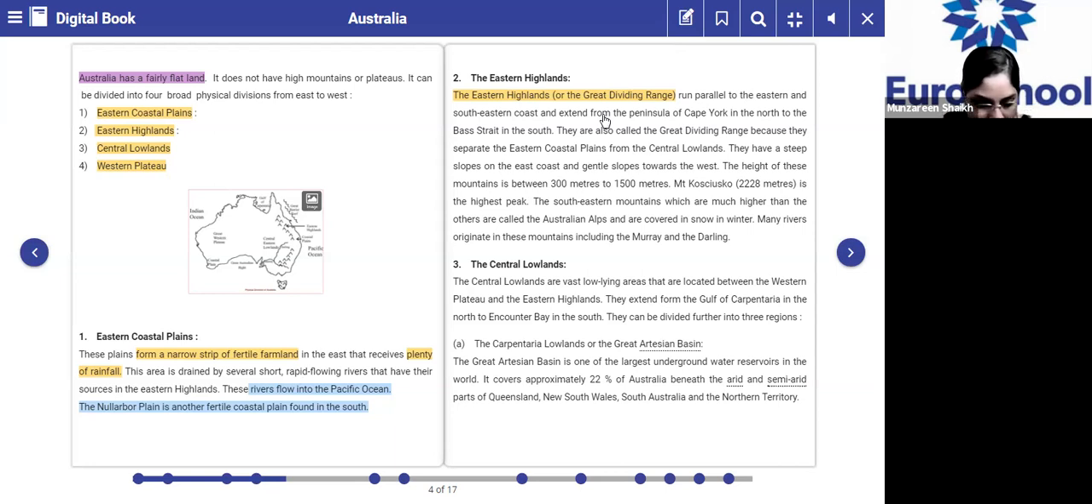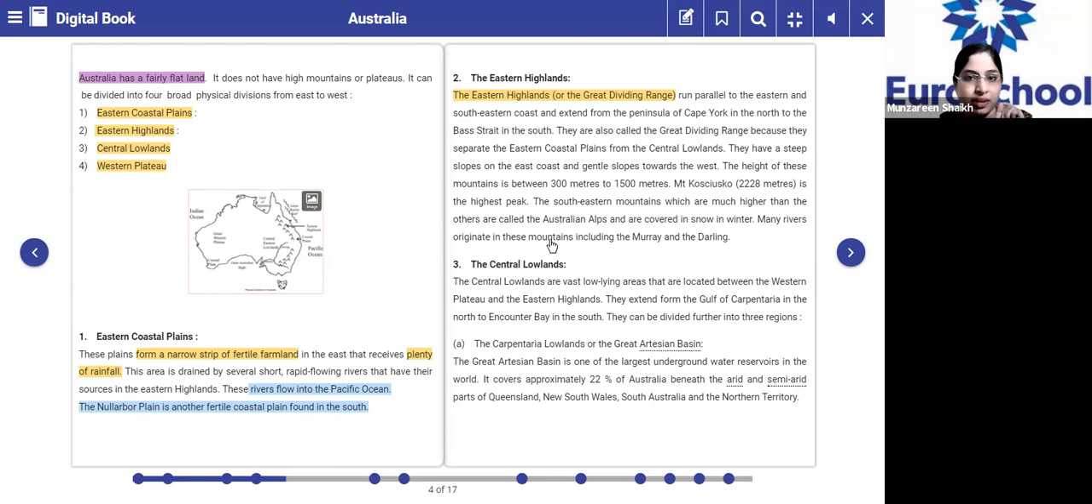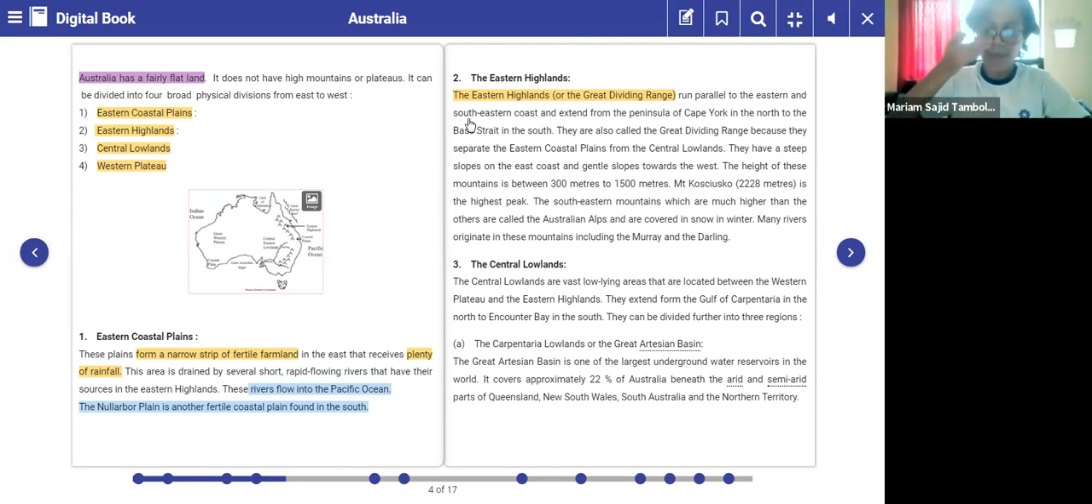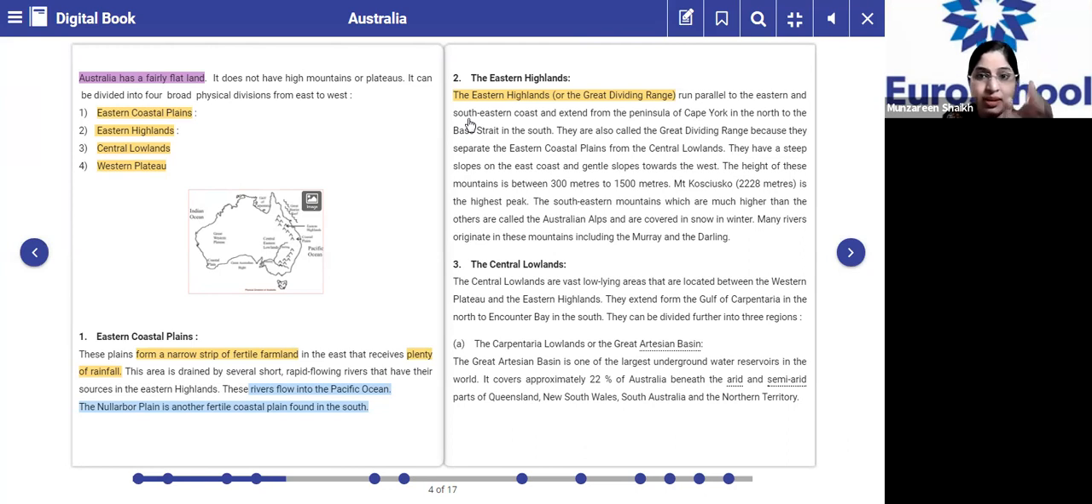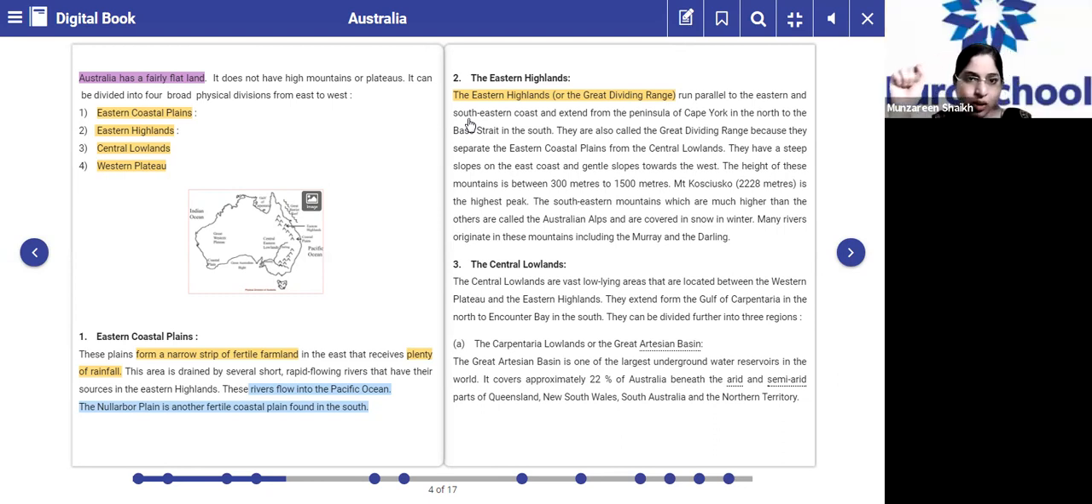So if you see in the map in the textbook, can you see the highlands marked in the map? So what is peculiar? First thing is it runs parallel to what? To the eastern and the southeastern coast. And it extends from which point to which point? In the north, from the peninsula of Cape York to the Bass Strait in the south. Okay, so this is the location of the Eastern Highlands.